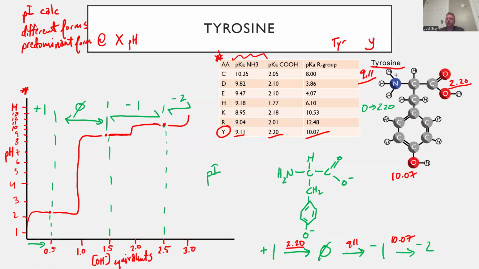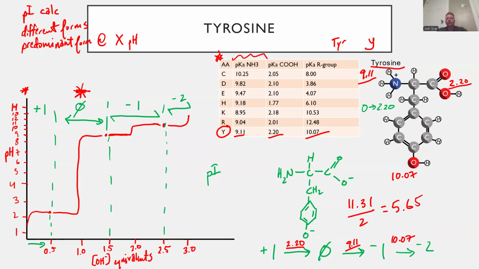I'm going to take 2.20, add it to 9.11, so that'd be 11.31. Divide that by 2, and I get 5.65 approximately. That is the pH where 100% of my molecule is the zwitterion. 100% of it has a 0 charge. Okay, so that's an important thing that you should be able to do with any and every amino acid.